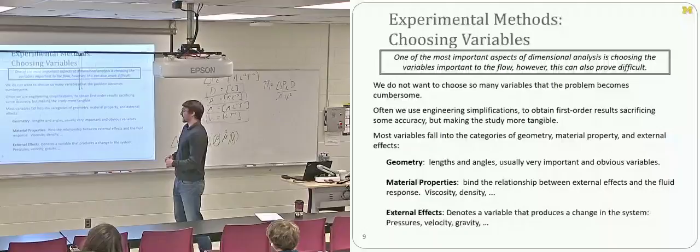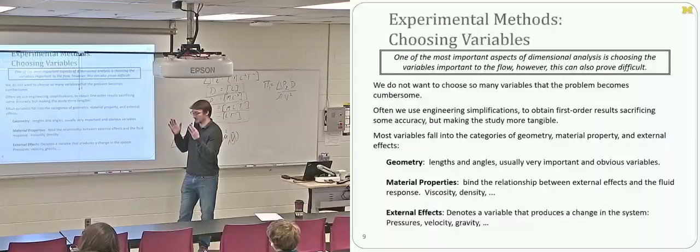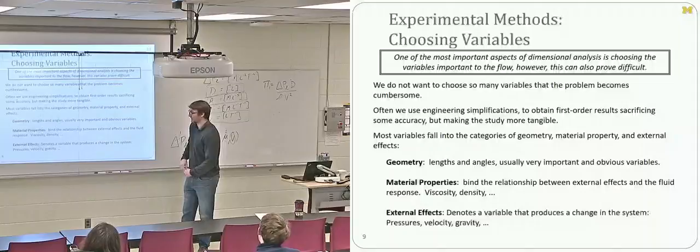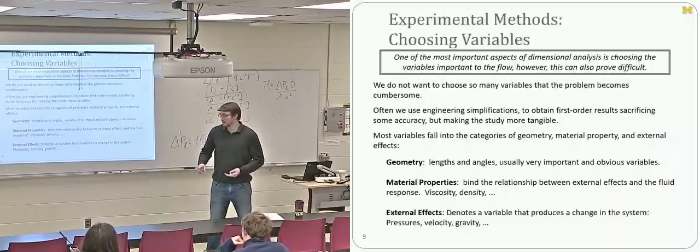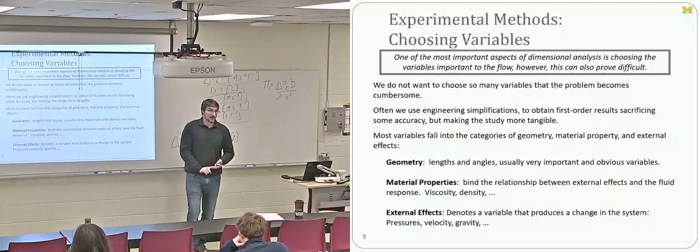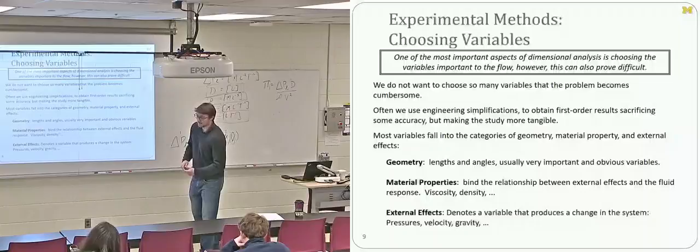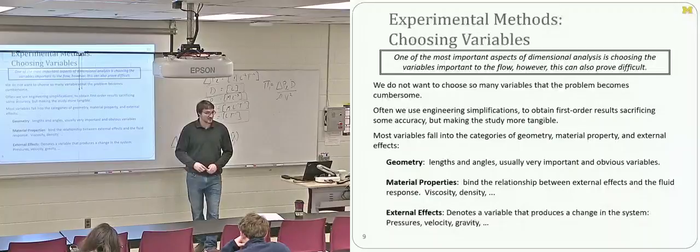One way to think of this that is useful is to break down the problem. Most problems, at least in fluids, are described by three general categories of variables. Those are geometric. These are any of the lengths, the angles, the distances that are required to describe the features of interest. So for the pipe, we care about the diameter. We may choose to leave out the roughness. Those would both be geometric variables, okay?